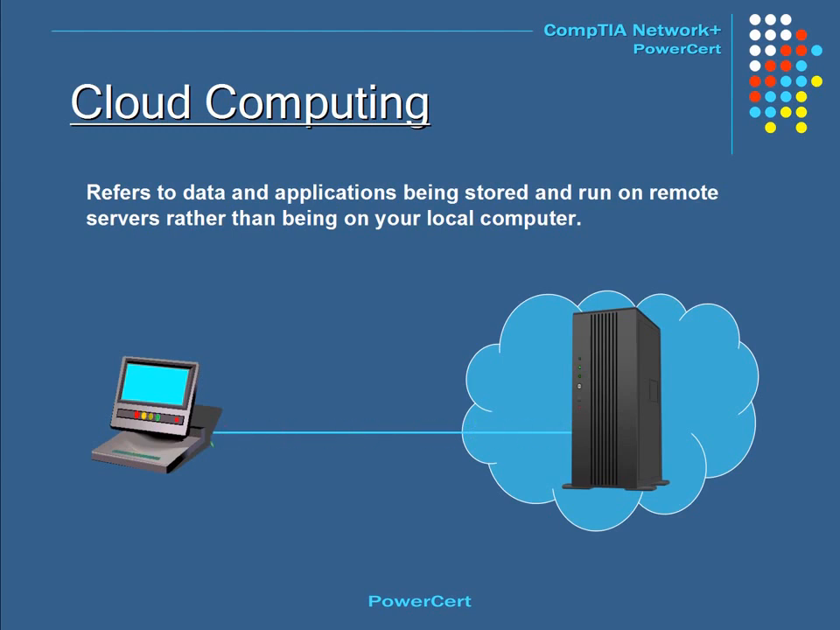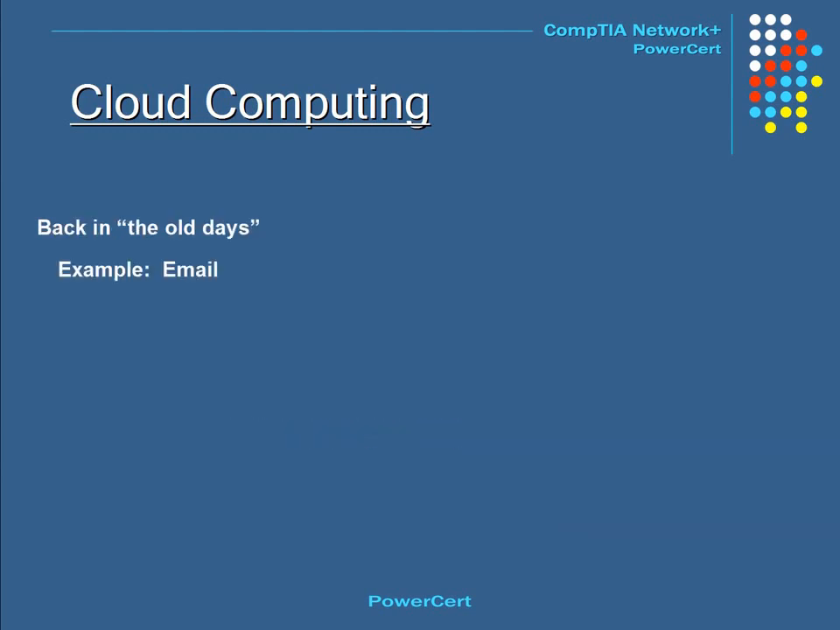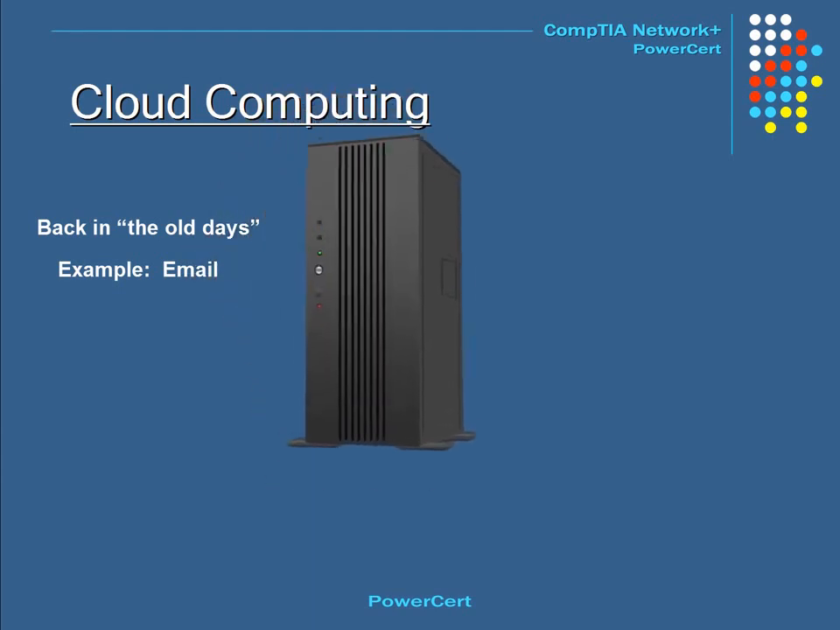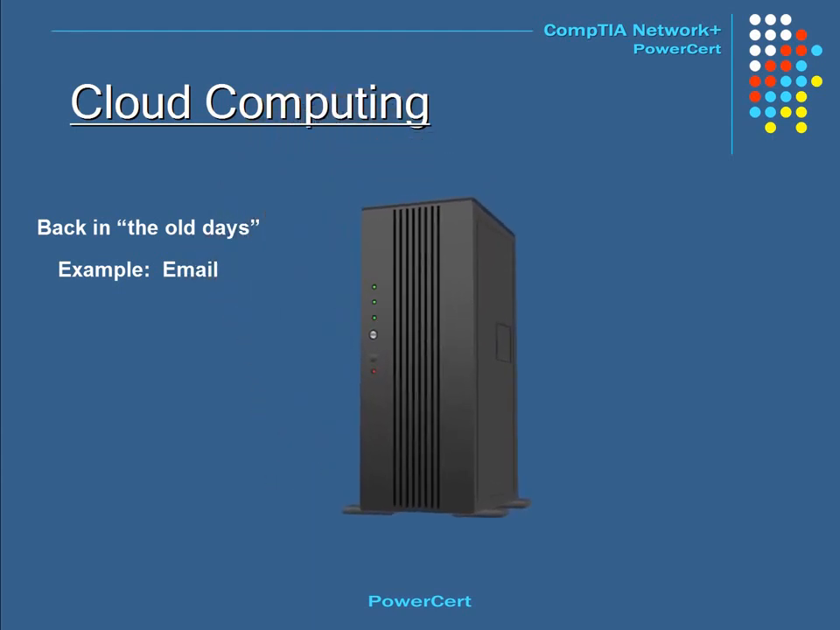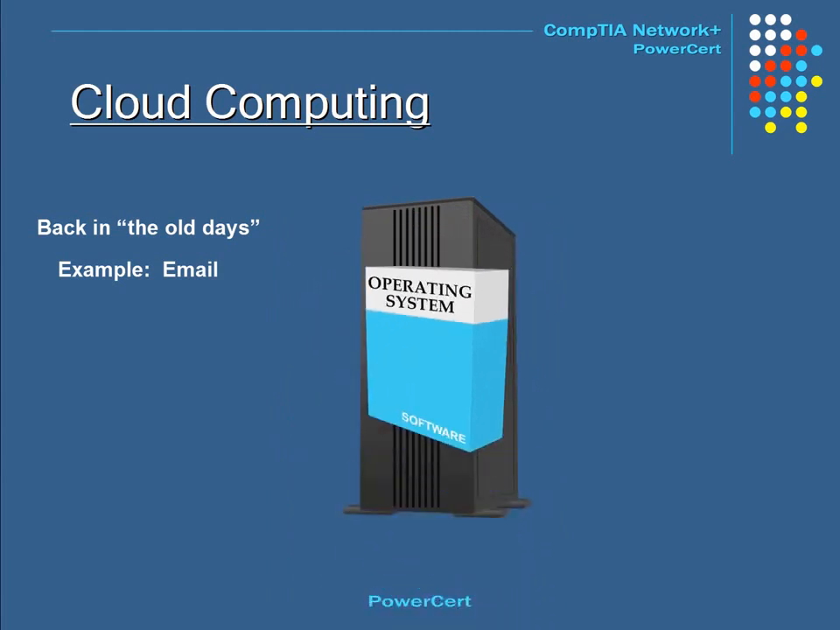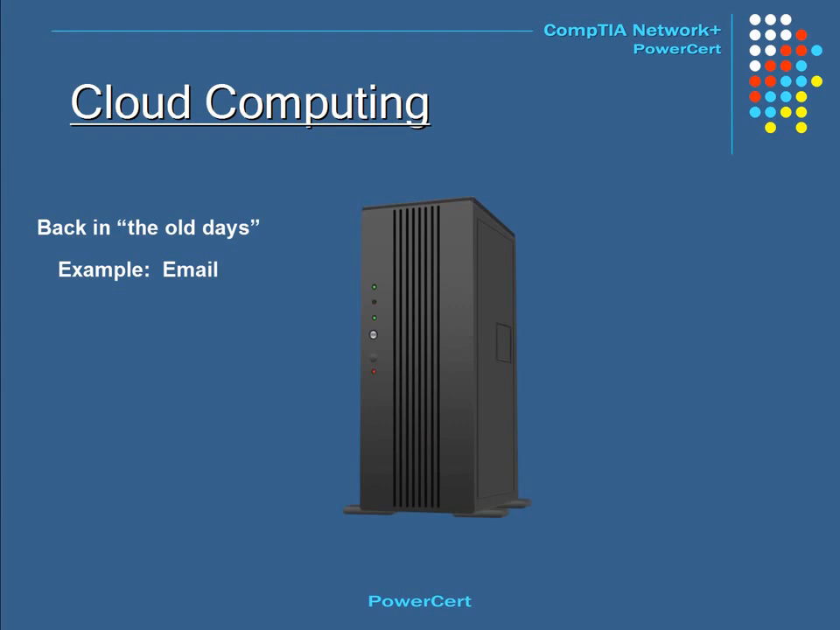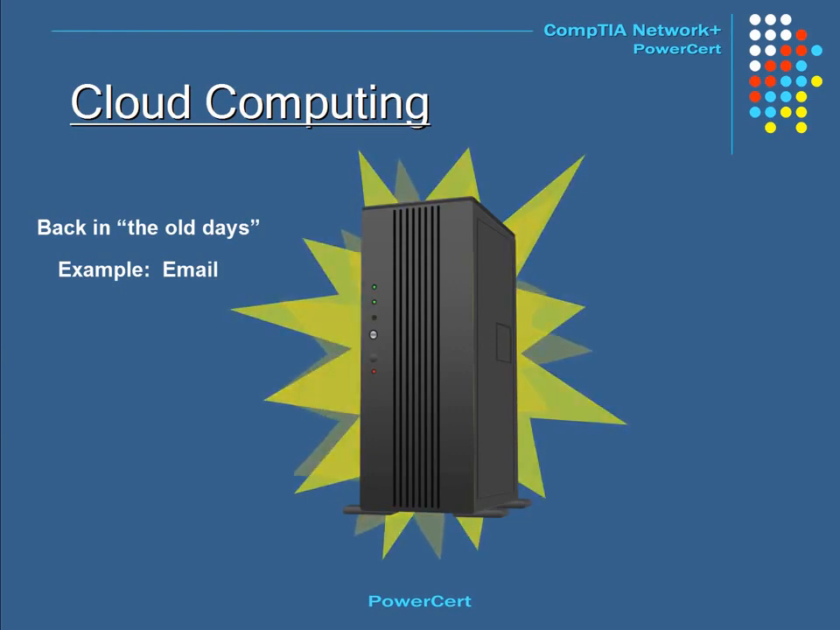So back in the old days before cloud computing, as an example we'll use email. At your home or office, if you wanted to use email, you would have your own physical email server. So you would have a server and an operating system and email software like Microsoft Exchange. Then you would be able to use email. But the problem is that if anything goes wrong, such as a hardware failure or a software problem, or if the operating system crashed, well then you would be responsible for fixing the problem, not to mention any maintenance that is needed to keep the server running.